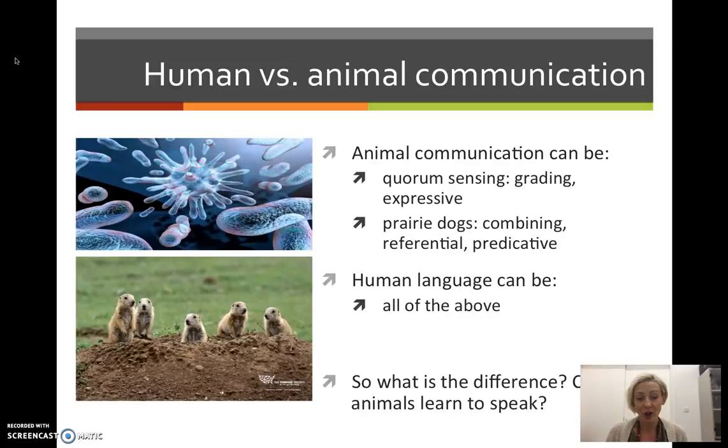And I'm sure you can already tell that human language can be all of the above. It can be grading, combining, it can be referential, predicative, and expressive. So the question there is, what is the difference? Maybe animals could learn to speak. And this is what you're going to hear about in the next lecture.